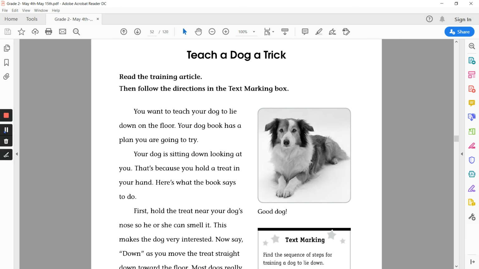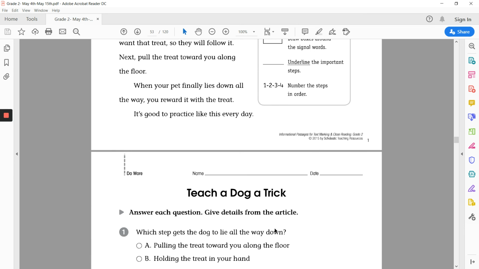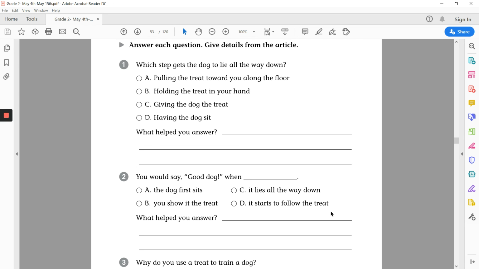Today, for your additional practice with understanding the nonfiction text structure of sequence, you're going to read this article called Teach a Dog a Trick. While you're reading or after, mark up the text. Draw boxes around the signal words, underline the important steps, and number the steps in order. Then, answer each question and use details from the article.